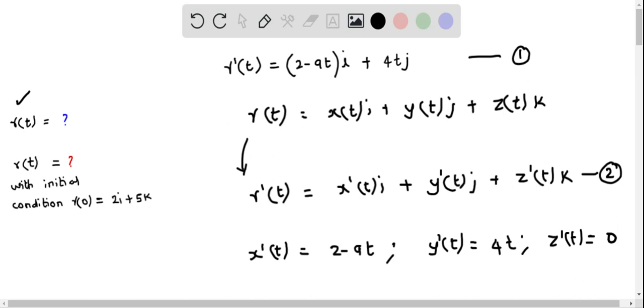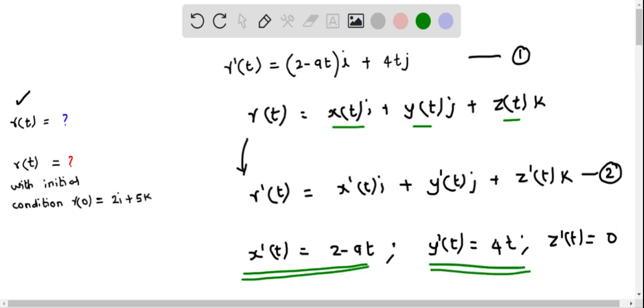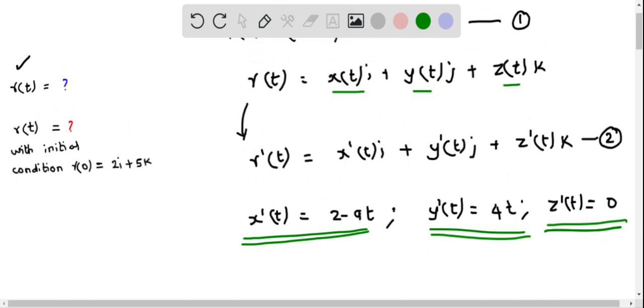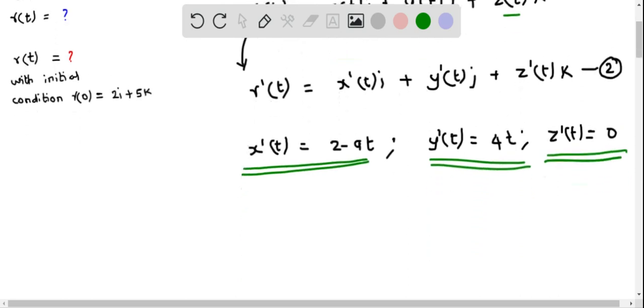Now to get the terms x of t, y of t and z of t, basically we have to consider this as three equations. This is one equation, this is another equation, and this is another equation. We have to integrate each of these equations to get the corresponding terms. So let's do that. First, let me consider this x prime of t. Let me copy this x prime of t, and this equals 2 minus 9t.